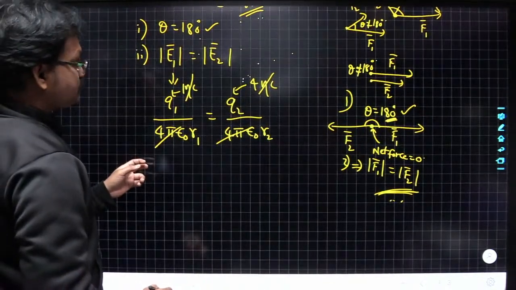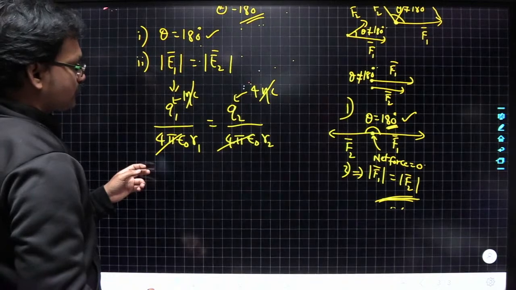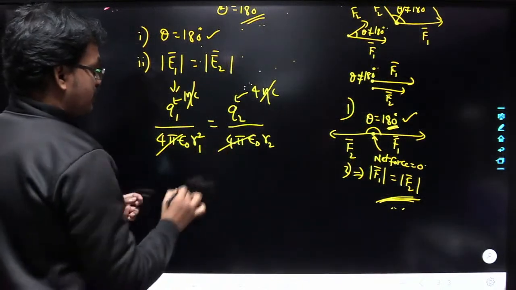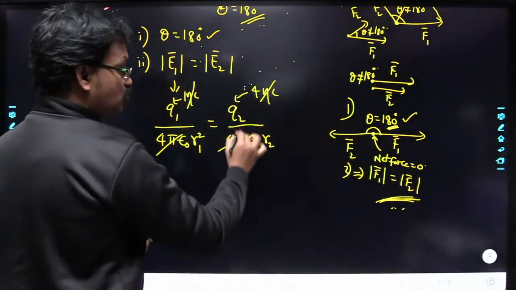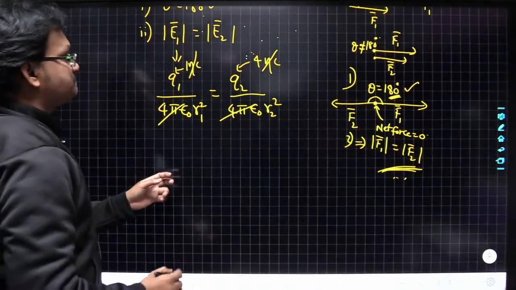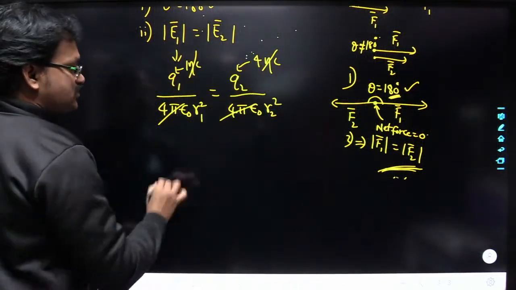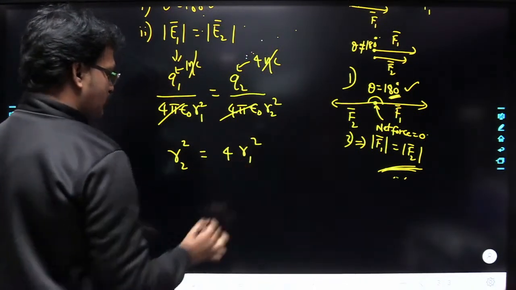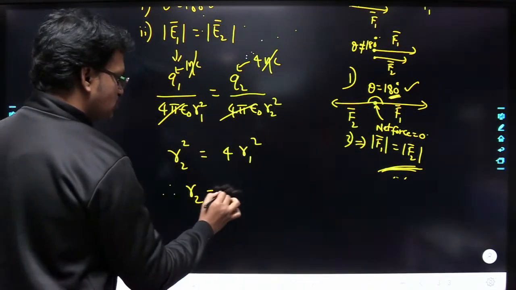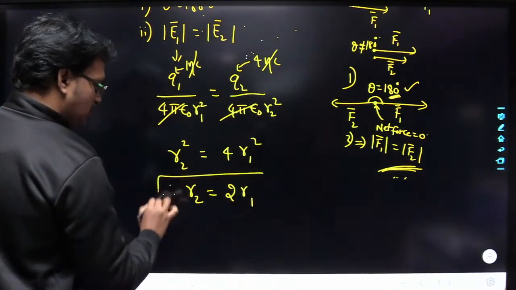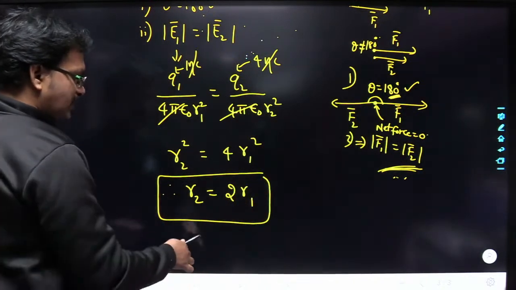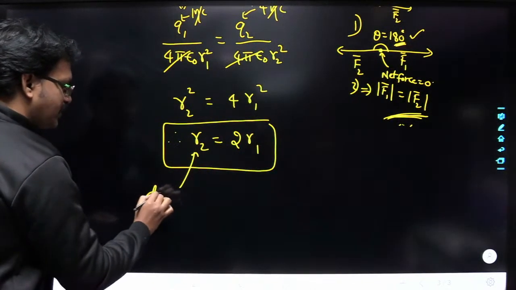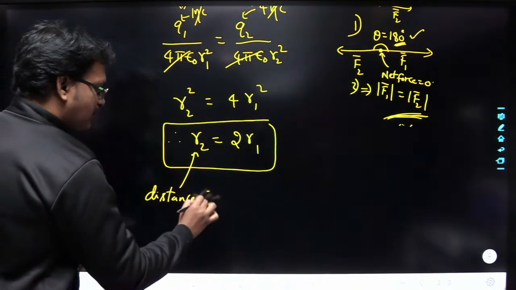So Q1 by R1 squared equals Q2 by R2 squared. Here 1 nano will get cancelled. So what are you going to get? R2 squared is equal to 4 R1 squared. Therefore R2 is equal to 2 R1. What did I say here? R2 is the distance measured from Q2, where R1 is the distance from Q1.